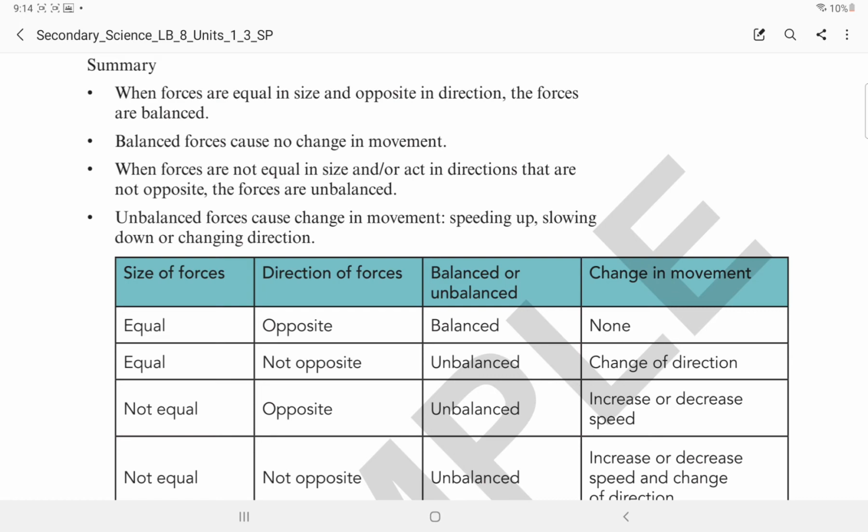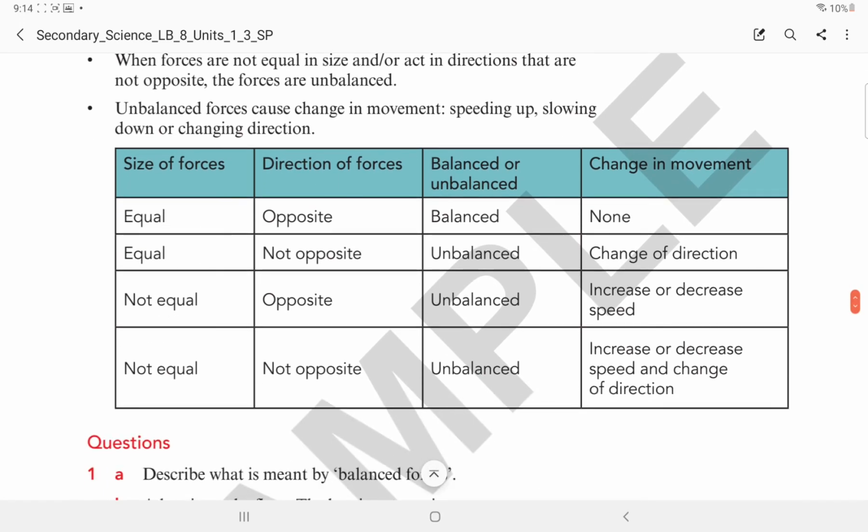Okay? So if the sizes of forces are equal and the directions are opposite, it is balanced. There is no change in movement. If the sizes of forces are equal but not opposite, it is unbalanced. For example, if we have a stone with two equal forces acting in one direction, the resultant is an upward force. So this is an unbalanced force. A balanced force should look like this.